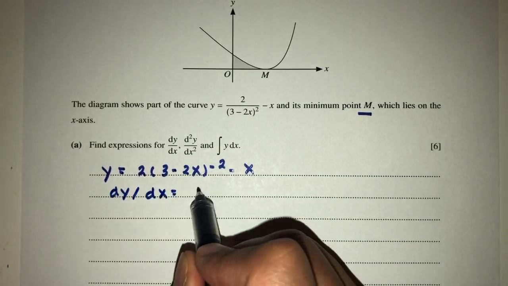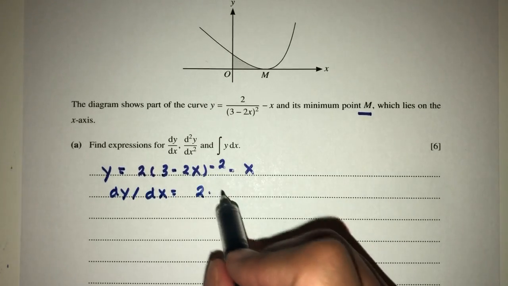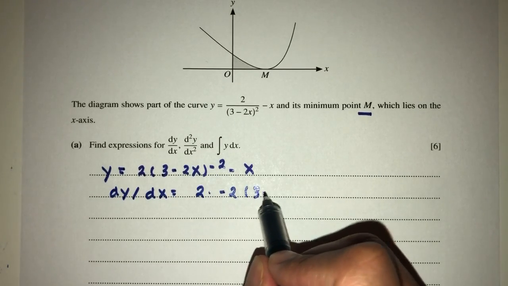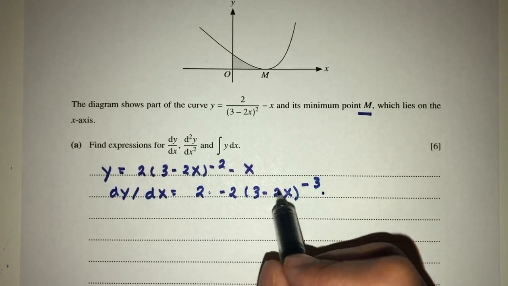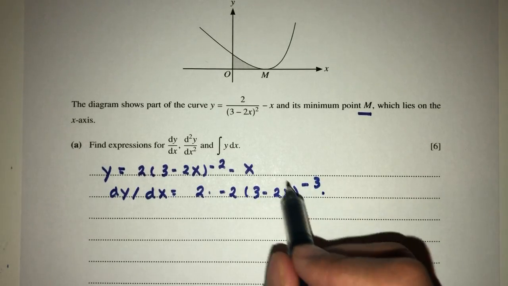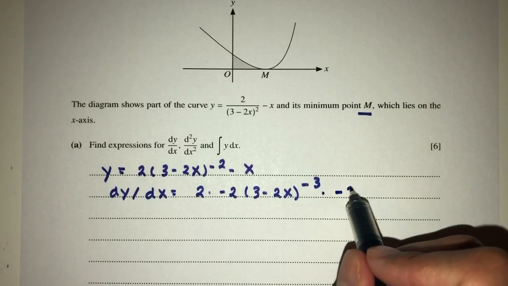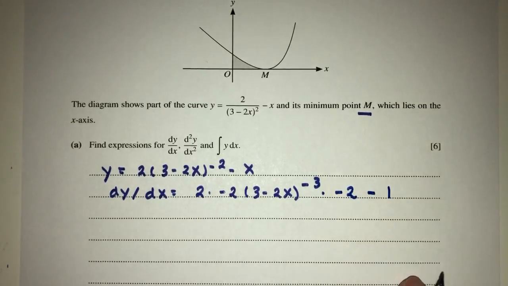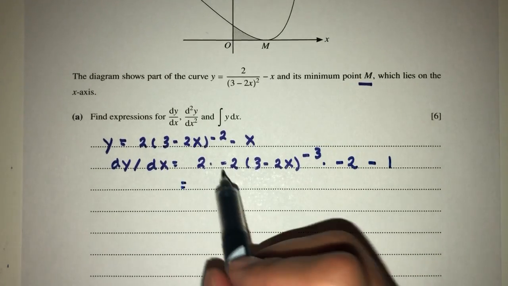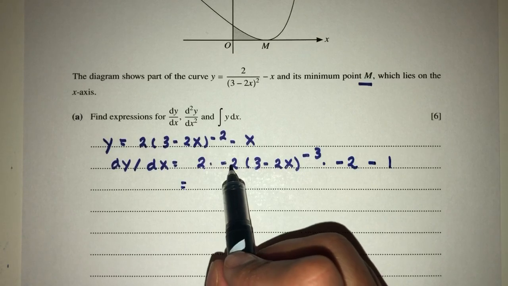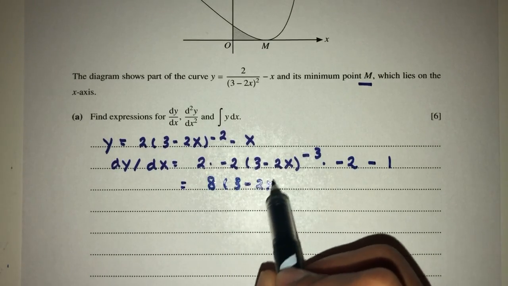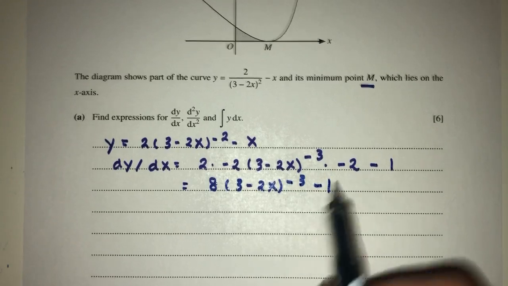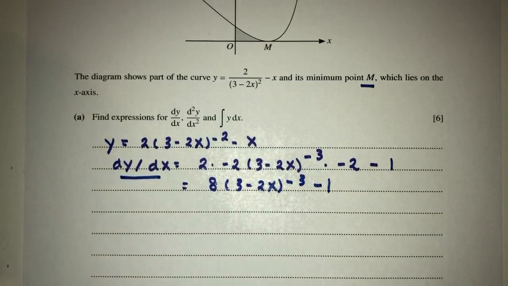The 2 will be the same because it is only a multiple. We first multiply by the power, that will be (3 minus 2x), and then minus 1 for the power. And then times by d by dx of the inside, which is minus 2, and minus 1. So 2 times this will be 8, times (3 minus 2x) to the power minus 3, minus 1. This is dy by dx.